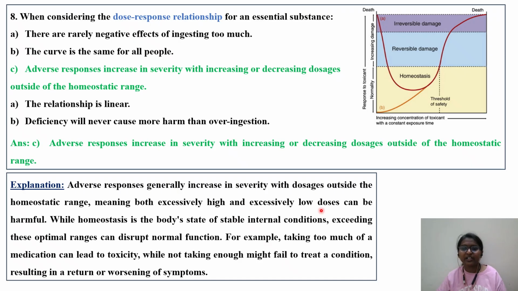That is why we have to read about hormesis type of dose response curves, whose examples are hormones, vitamins as well as minerals, right? Low doses can be harmful, while homeostasis is the body's state of stable internal condition. Our body will always try to maintain this homeostatic balance. Exceeding this optimal range can disrupt the normal function. Whenever there is a disturbance in this homeostasis, taking too much of a medication leads to toxicity.